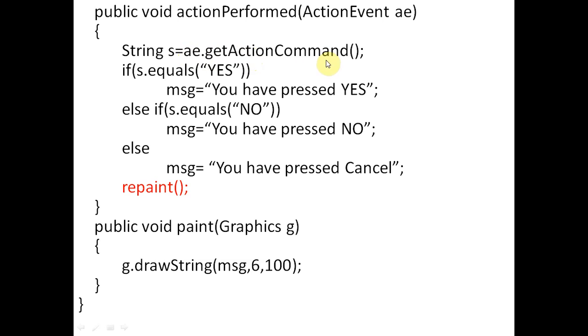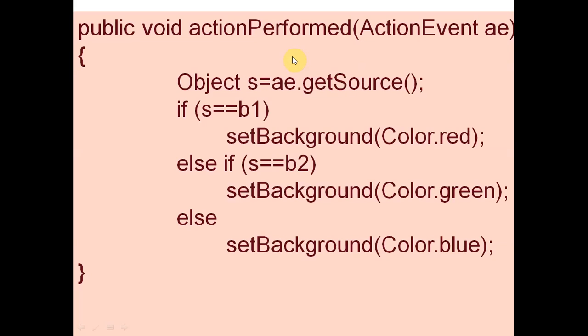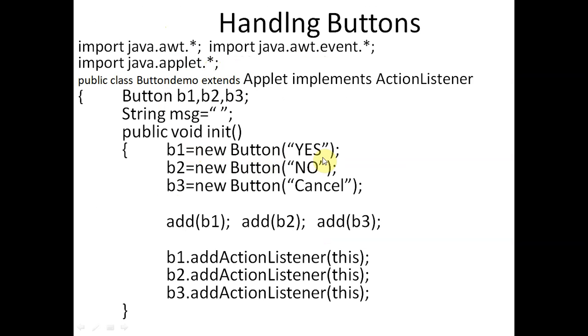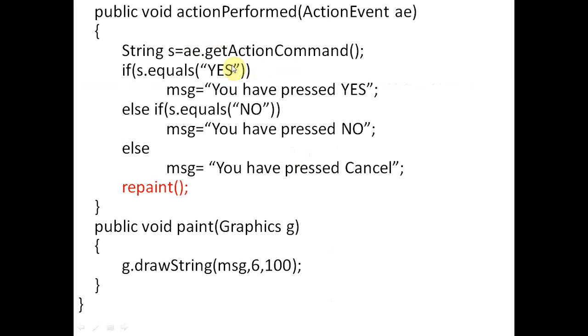So we are writing here ae dot get action command, we are not using ae dot get source. While in the previous program we used ae dot get source. Ae dot get source will return the object of the button on which we have clicked, while in this one ae dot get action command will return the string. So suppose we have pressed the yes button, its string is yes. So it will return yes. Ae dot get action command will return yes.